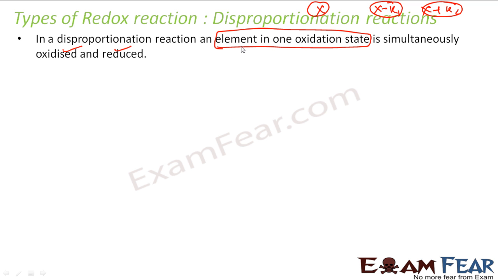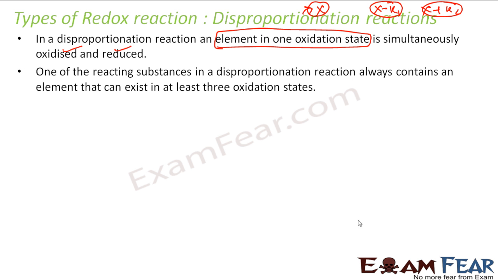So here the logic is that the same element is oxidized and reduced, right? For this to exist, you should have an element where 3 oxidation states are possible. That is one requirement. 3 oxidation states should exist: x minus k1, x, and x plus k2. Also, the one on the reactant side should be in the middle of the range, right? It should not be the lowest. If it's the lowest, it won't be able to reduce further, right?